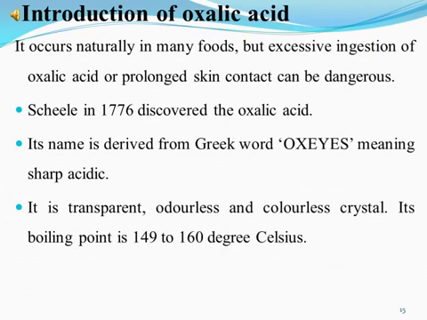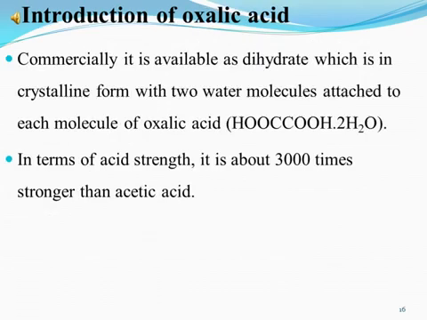Its boiling point is between 149 to 160 degrees Celsius. Commercially, it is available as a dihydrate, which is in crystalline form with two water molecules attached to each molecule of oxalic acid. In terms of acidic strength, it is about 3,000 times stronger than acetic acid.